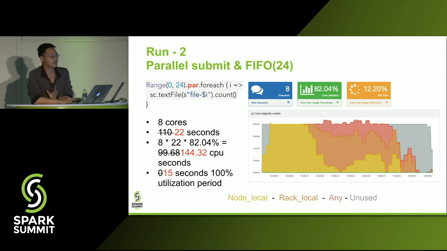Have you noticed anything different in this graph from the example I showed before? So obviously, you're seeing more red areas here, which indicates any locality. And there's proof over here. We have reduced our execution time from 110 seconds to 22 seconds. However, our CPU seconds have increased from 99 seconds to 144 seconds. That's almost a 45% increase. What does that mean? That means executing your job in any locality is going to take longer than running in rack local or node local locality.